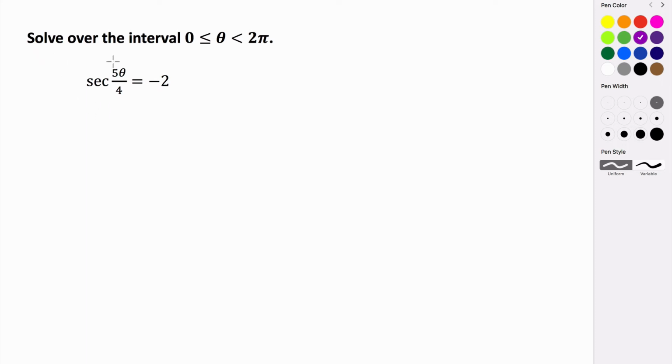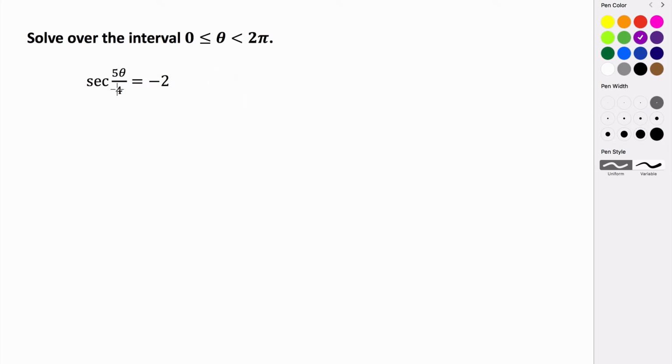For this example, we want to solve the equation secant of 5 theta over 4 equals -2 on the interval from 0 to 2 pi. Again, 0 can be a possible solution, but 2 pi cannot. So this is just all of the angle measures in the first rotation around the unit circle.